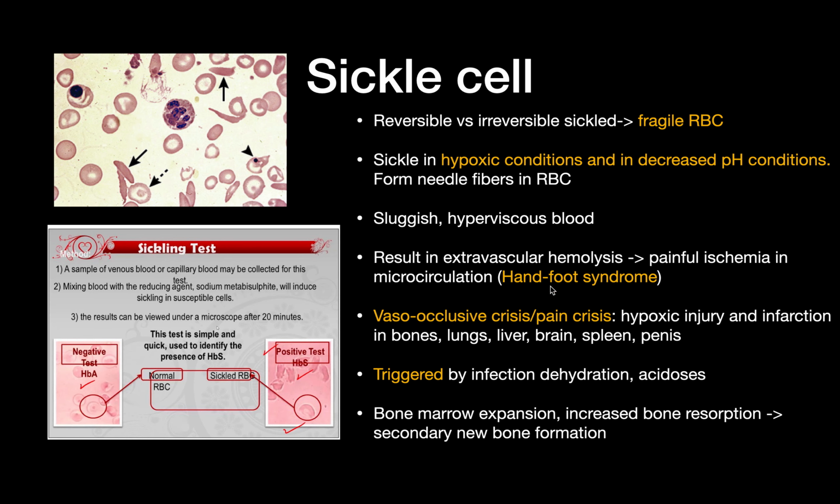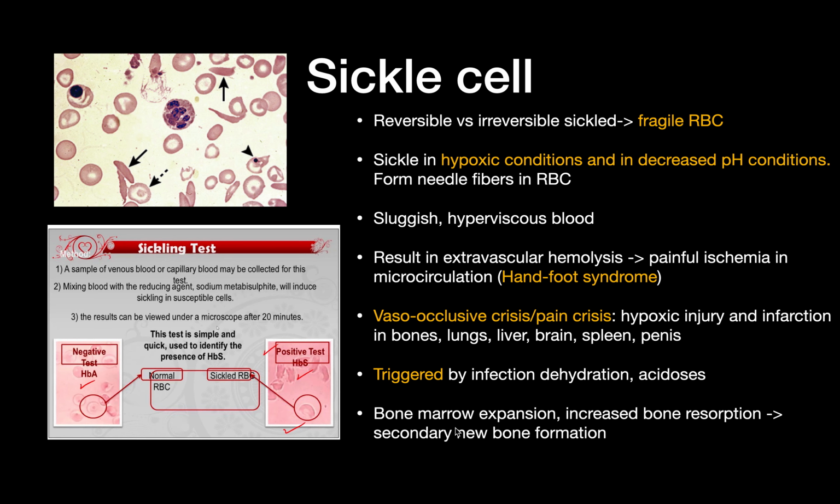It's characterized by something called hand-foot syndrome, where there's painful ischemia in the hands and the feet. In bad cases, it can continue or transform into the vaso-occlusive crisis, or pain crisis, and that is going to be caused by the hypoxic injury and infarction in these organs. Those are going to be triggered by infection or dehydration and acidosis due to physical activity.